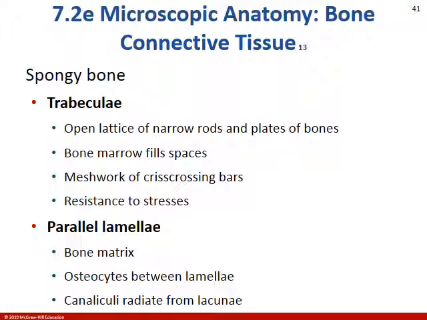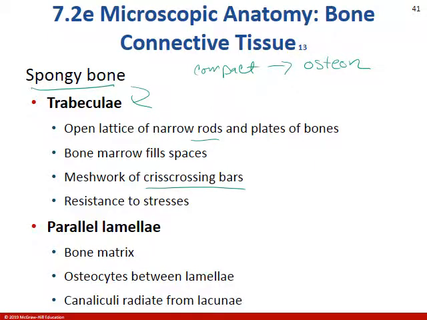Just like compact bone has a distinct structure called an osteon, spongy bone has a distinct structure called trabeculae or trabeculi. And it's probably best if we just go and look at the picture. It's really hard to explain. It's kind of like a crisscross of rods and bars.